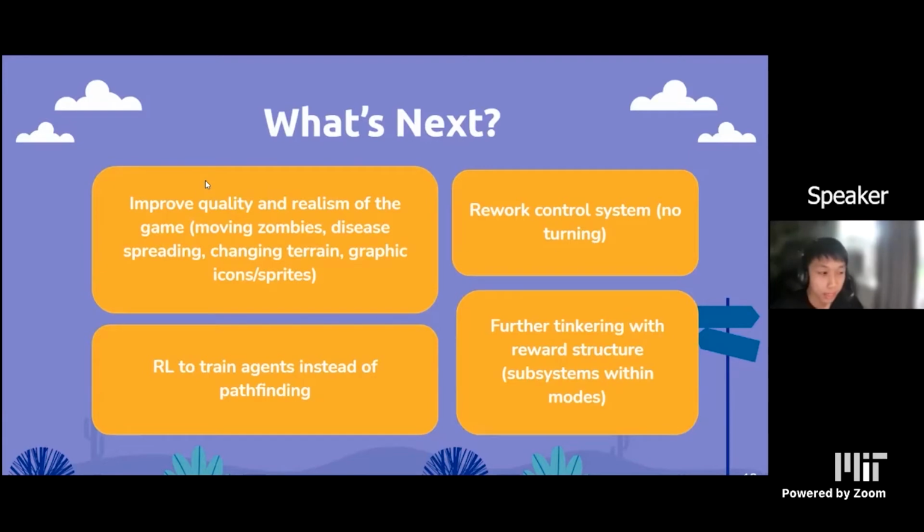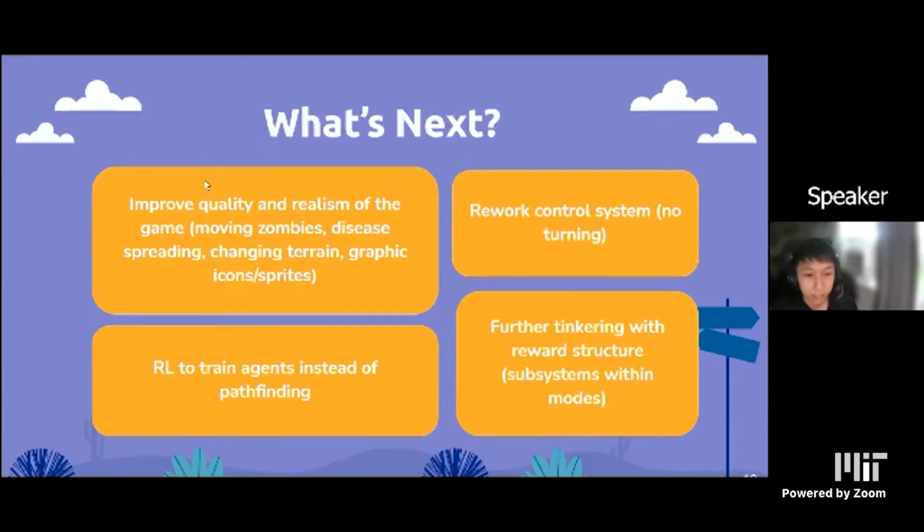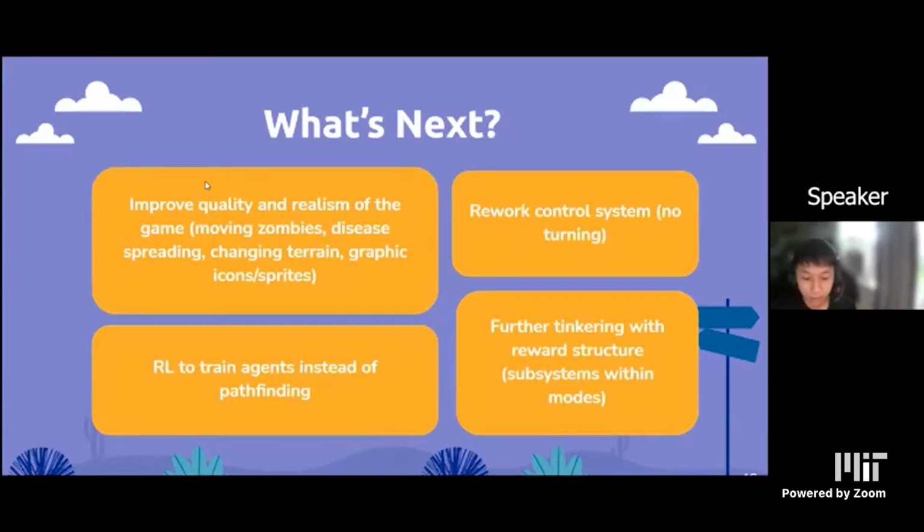The third thing is actually training reinforcement learning agents, or AI, on the game instead of having a pathfinding algorithm. It is a good way to actually train AI and watch their behavior as they trek through the game. And the fourth thing we came up with was further tinkering with the reward structure so that we can create a more strict environment for more strict decision making, and also having more moral dilemmas within the game.